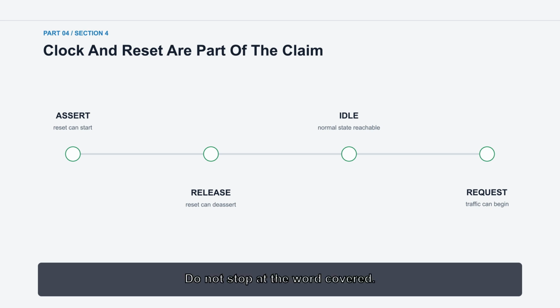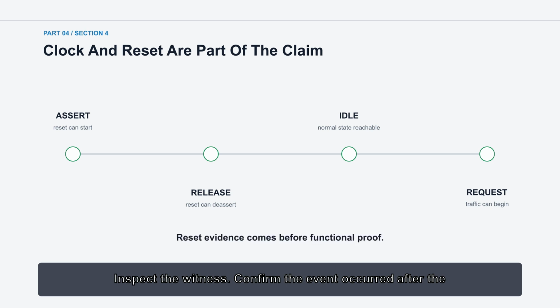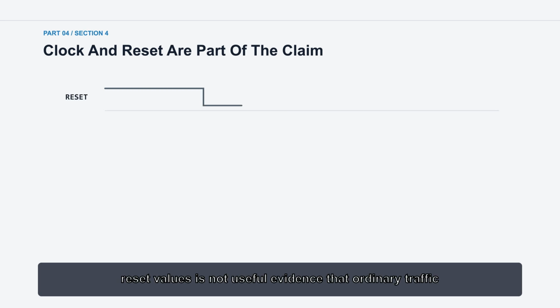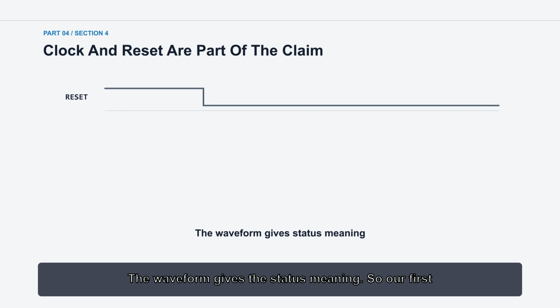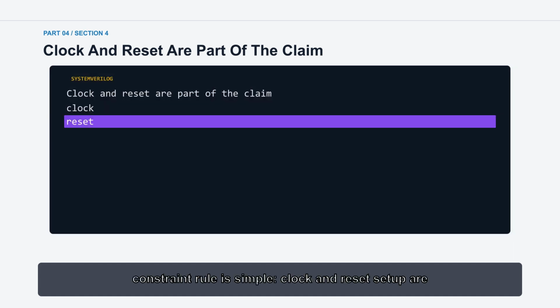Do not stop at the word covered. Inspect the witness. Confirm the event occurred after the intended reset on the intended clock and in the intended functional mode. A cover reached from garbage reset values is not useful evidence that ordinary traffic works. A cover reached only in scan mode is not useful evidence that functional mode works. The waveform gives the status meaning. So our first constraint rule is simple. Clock and reset setup are not background configuration. They are part of the proposition being proved.